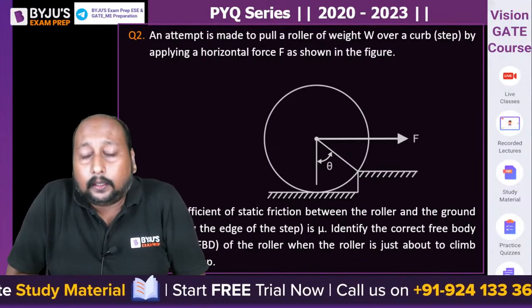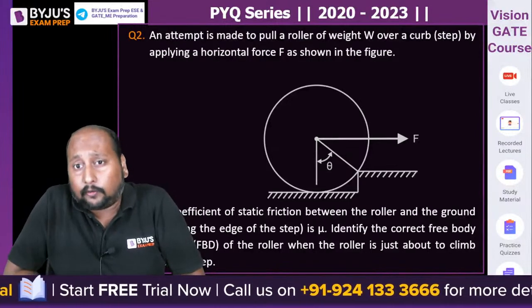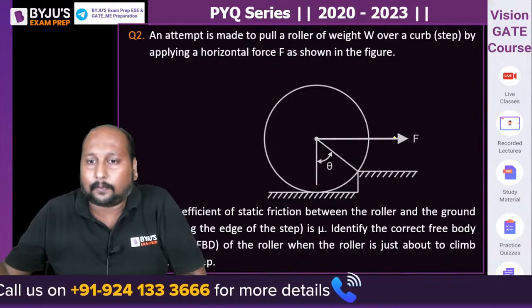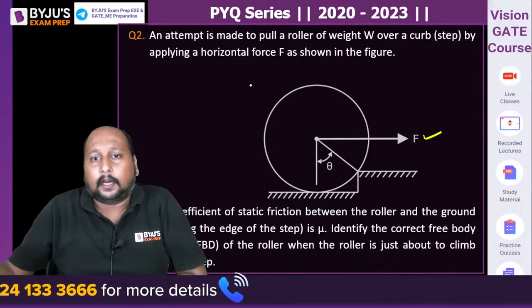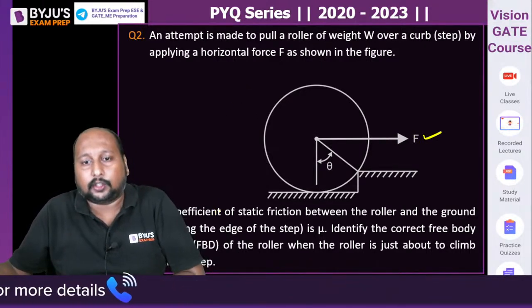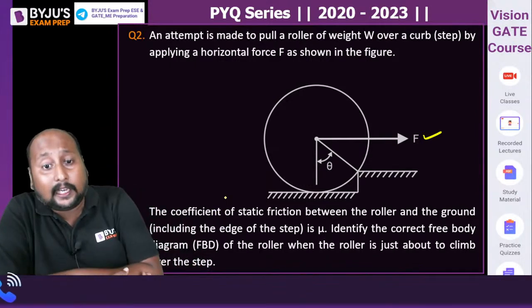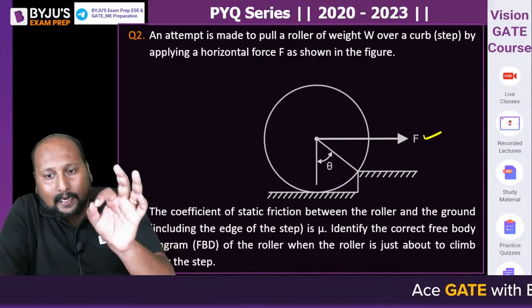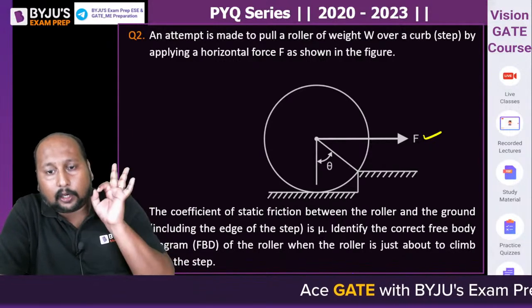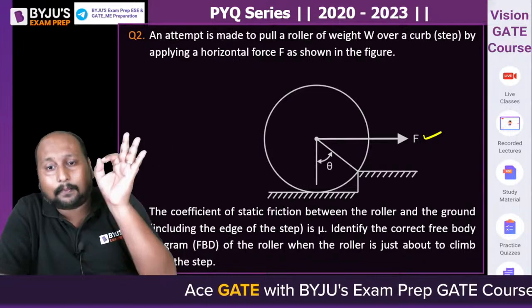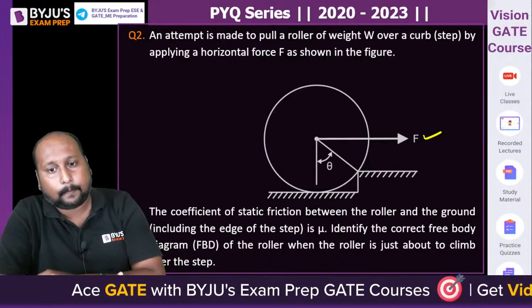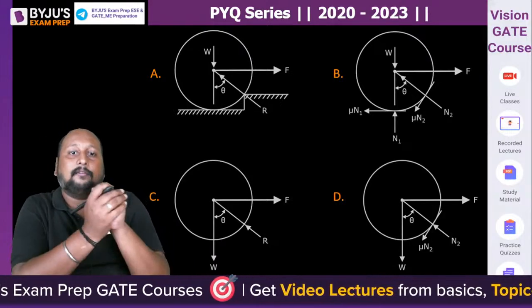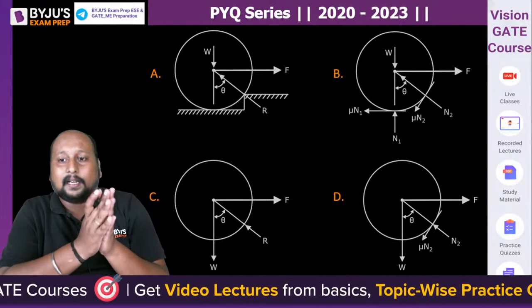An attempt is made to pull a roller of weight W over a curve that is stepped by applying a horizontal force F. We are applying a horizontal force F, right? The coefficient of static friction between the roller and the ground, including the edge of the step, is mu. So mu is the coefficient of friction. Identify the correct free body diagram of the roller when the roller is just about to climb over the step. So which of the following gives us the correct free body diagram of that problem?